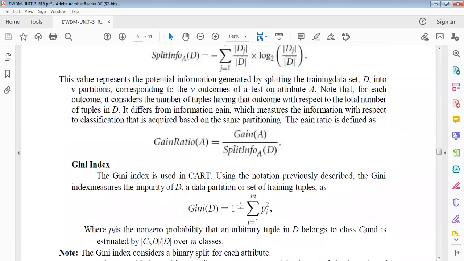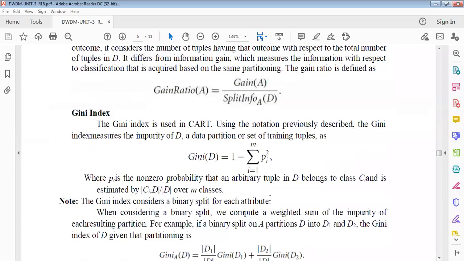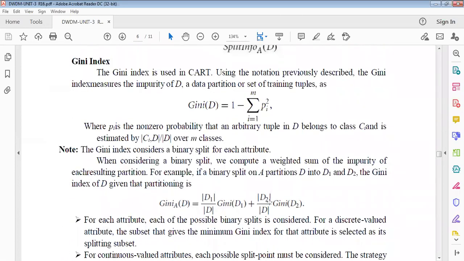The Gini index is used in the CART algorithm. Mainly you have to represent the impurity of D. The data partition D is a set of training tuples. Gini of D equals 1 minus the summation from i equal to 1 to m of p i squared. By using this formula, you can find out the Gini index with the values.